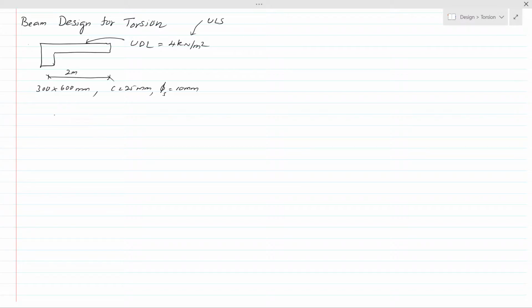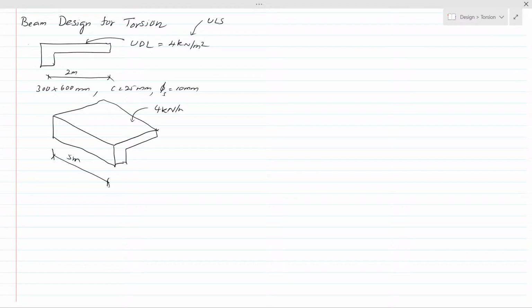Let's consider the span of the beam as 5 meter. Then the beam will be like this, this is the beam span, this is 5 meter, and this load is 4 kilonewtons per meter square. From this we can calculate the torsional moment. Torsion moment is the moment acting on this beam due to the eccentric loading on the beam.